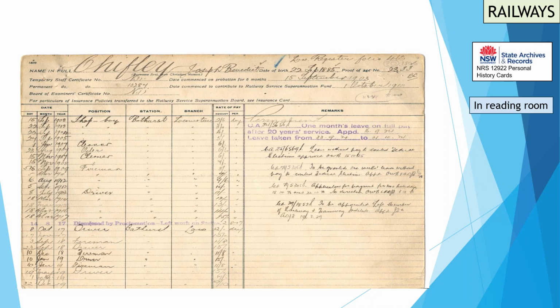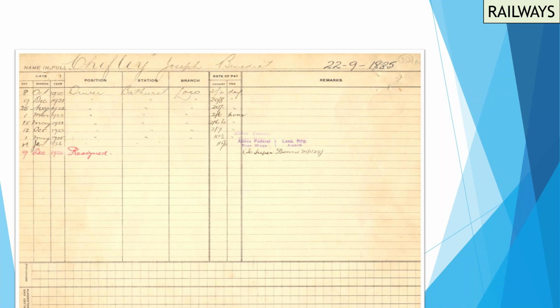There's a second page to this card. Oftentimes cards will have a flip side. And you can see he resigned finally in 1928. I notice in the remarks there's a transfer to the super board, so I imagine that's where his super was sent.